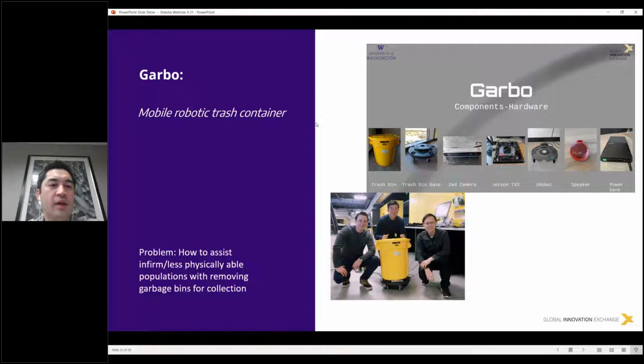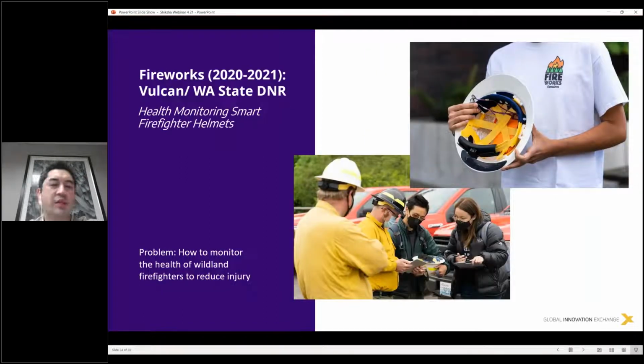Okay, and then I'll go through a couple more projects here, and then we'll maybe look at a couple questions. This project is called Fireworks, and this is in cooperation with Vulcan and Washington State Department of Natural Resources. This project was based around monitoring the health of firefighters, in particular wildland firefighters who fight forest fires and wildland fires. The challenge here was that these types of jobs are extremely dangerous.